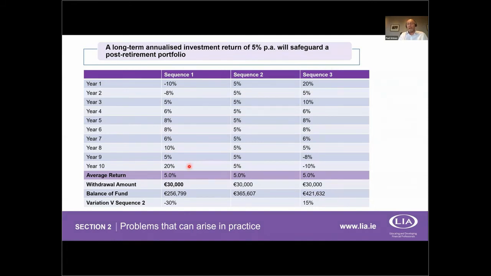And on this side here, we have the corollary of sequence 1, which is, instead of a 20% gain in year 10, I look at that as happening in year 1. So I start with a positive run of returns and finish with 2 negatives. So it's the inverse of the first sequence. And the difference is my closing valuation is 420,000 as opposed to 256,000. Okay, so that's quite a dramatic difference between those 2 valuations, where we've got the same sequence of returns over the 10 years, just slightly different sequencing, in that we're starting with a loss and starting with a gain.